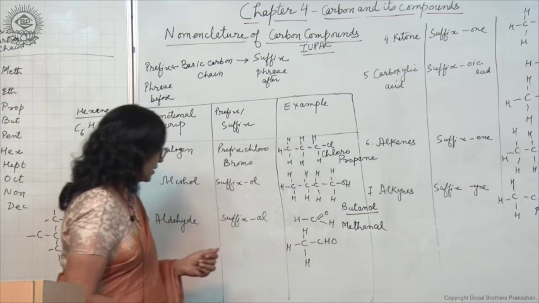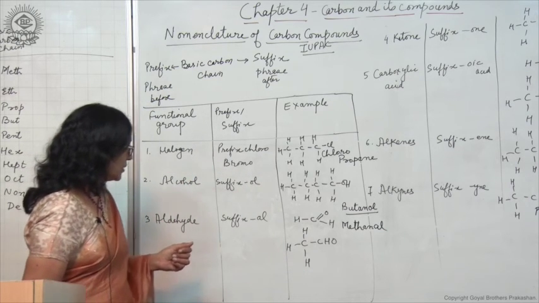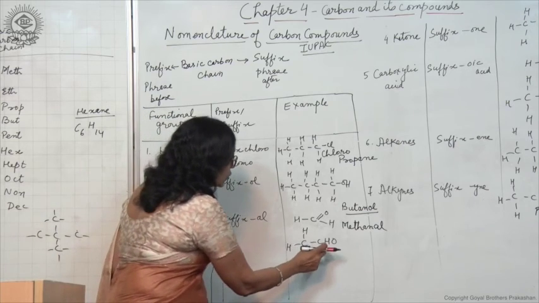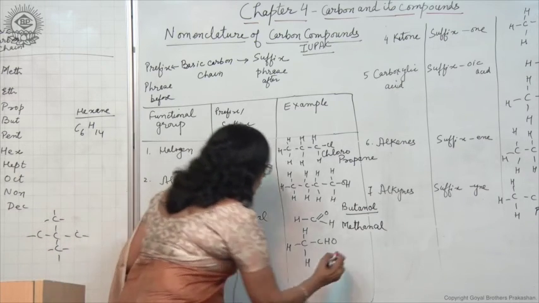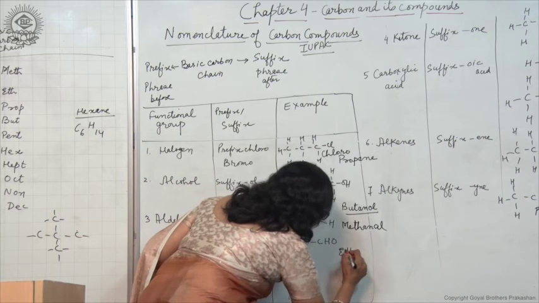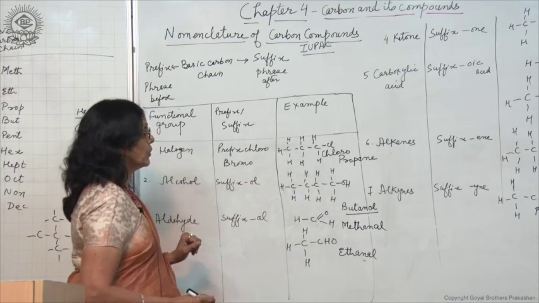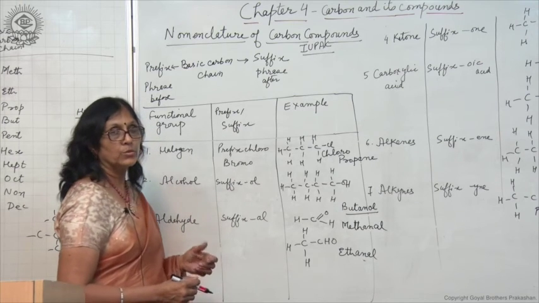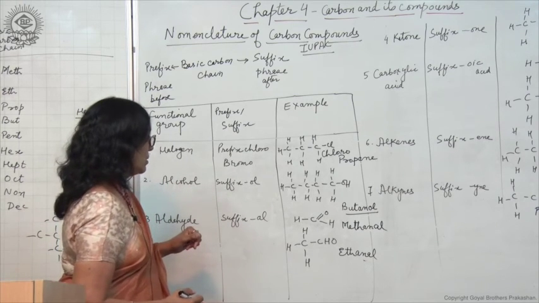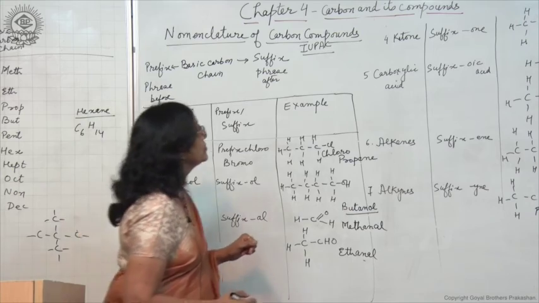Here let us see another example. See the number of carbon atoms: 2. All single covalent bonds, so it is ethanal. Like this you can write the IUPAC names, and do the practice of writing more of the IUPAC names.